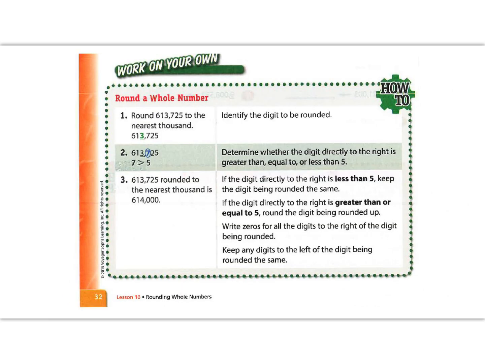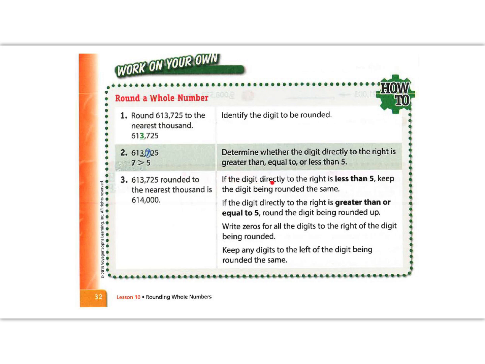Okay, so before you go to work on your own, this is how you round a whole number. So it says round 613,725 to the nearest 1,000. The green is the thousands place, so you identify the digit to be rounded. Then determine whether the digit directly to the right is greater than or equal to or less than 5. So we're saying 5 or more. 7 is more than 5.